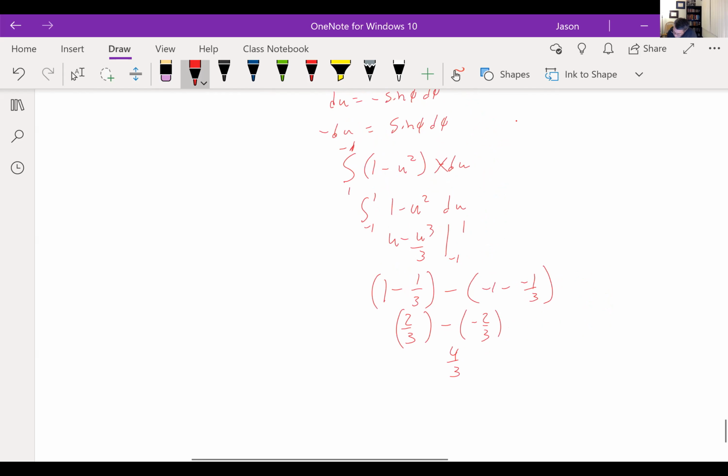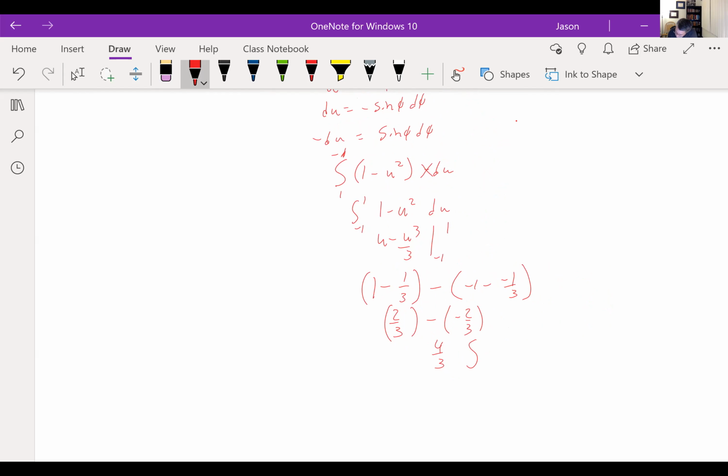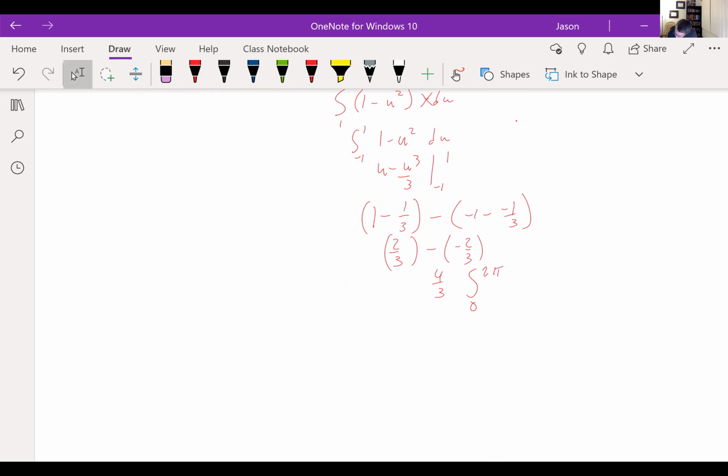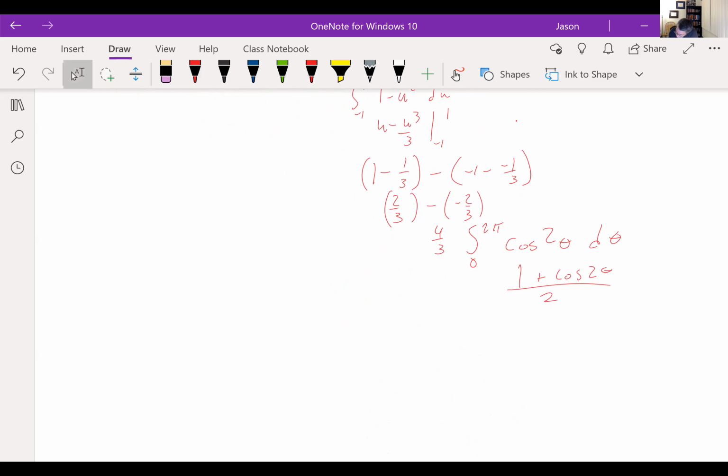But now I want to integrate 0 to 2 pi of my theta part, which was cosine squared theta d theta. I'm going to change this into 1 plus cosine 2 theta over 2, using that half angle identity. I'm going to pull out the 1/2. So this becomes 2/3, 0 to 2 pi of 1 plus cosine 2 theta d theta.